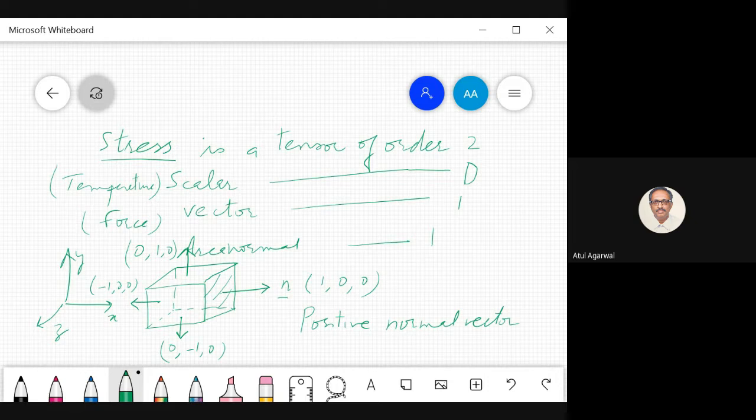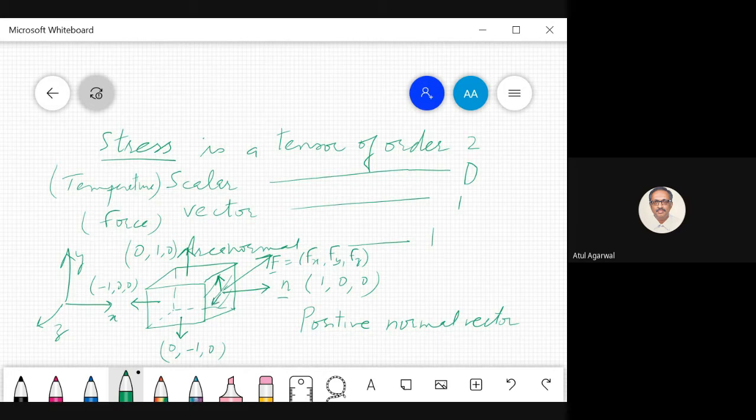Similarly, we have got force. The force is a vector. You see, there is a force on this face. Now, this force has a component normal to the surface and a component tangential to the surface. So this is my force as a vector. It will have components fx, fy, fz. Three components. I have shown one component in the x direction, another component in the y direction, and there can be a third component in the z direction.